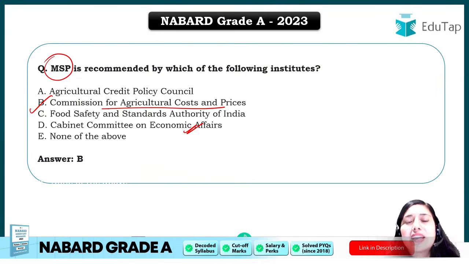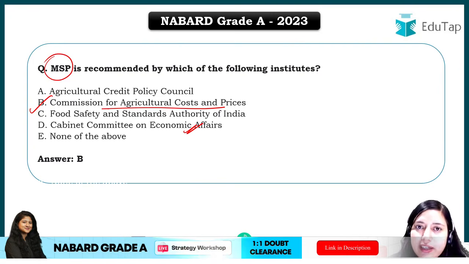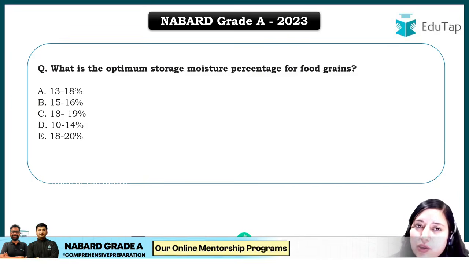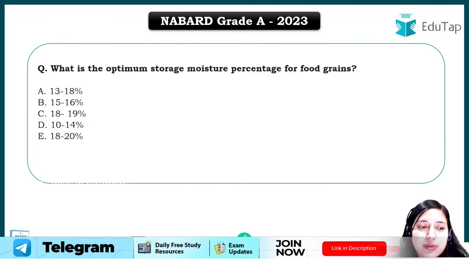And MSP is again an important topic. You have to also learn what is the MSP for different crops for that particular year whenever you are appearing for the examination, right? So that can be also asked to you. Now next question is from the storage. Okay, this is the question of post-harvest storage management, post-harvest management basically topic.